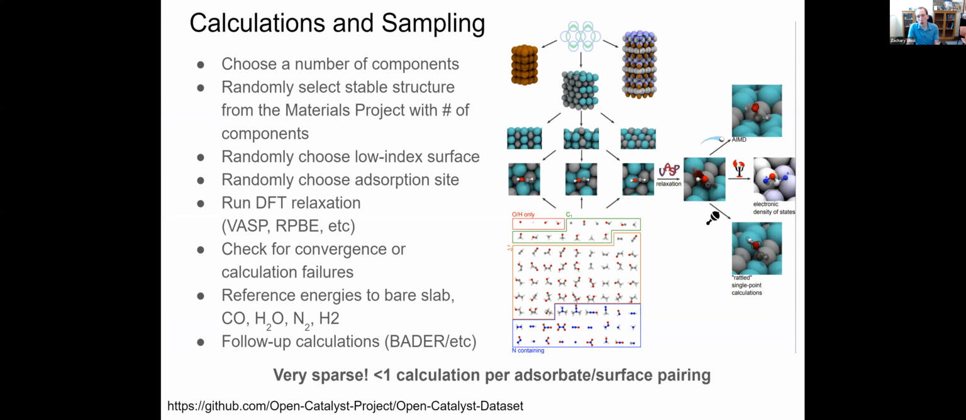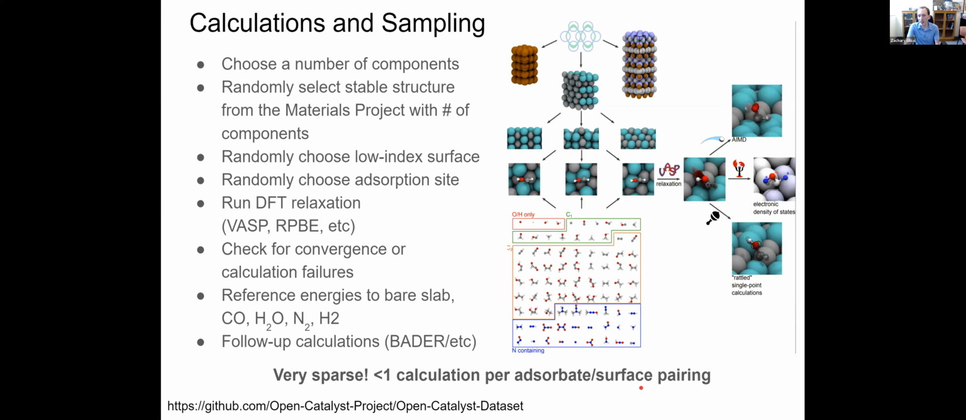Okay, this is an example from the data set. This is actually the same one that I showed you before. This is something that lives in the OC20 data set. I'm not going to go into details on the sampling procedure, but I'm happy to discuss in detail afterwards. Relatively standard catalysis workflows, basically place things on a surface, do a relaxation, reference the energies, and deposit them in a very, very simple database. It's extremely sparse. There's less than one calculation per adsorbate surface pairing.